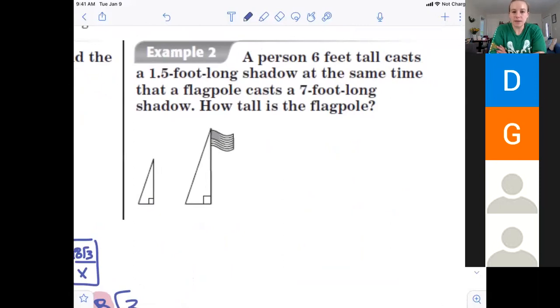The next example says a person 6 feet tall casts a 1.5 foot long shadow at the same time that a flagpole casts a 7 foot long shadow. How tall is the flagpole? So I got to set up a little picture, but we got to label this picture so we know which pieces go together.